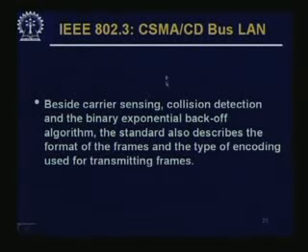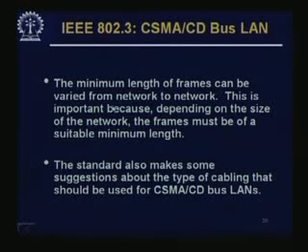So this is a standard, of course. 802.3 is the number of the standard, and this standard also describes the format of the frames and the type of encoding used for transmitting frames. The minimum length of frames can vary from network to network. This is important because, depending on the size of the network, the frames must be of a suitable minimum length. So why is this so?